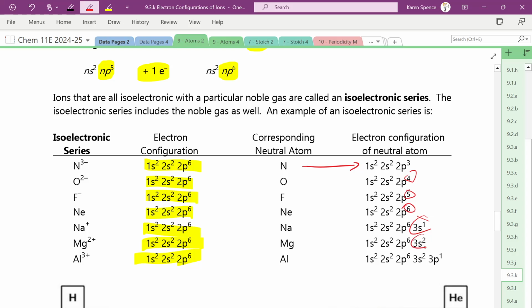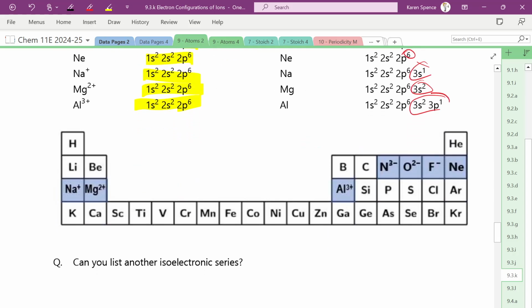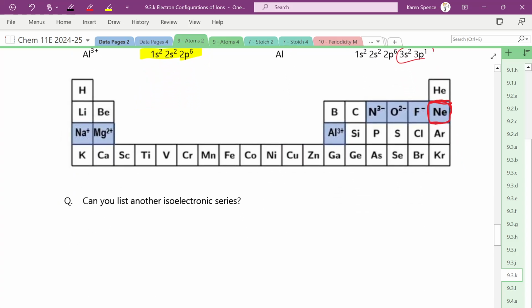And then when we get to our metals, past that point, we are removing electrons to get to that noble gas. So all of those ions and atoms are isoelectronic with each other. And here is our isoelectronic series, all centered around neon. N is trying to increase its level to neon, so is O, so is F. Sodium, magnesium and aluminum lose electrons to become the same as neon. Could you list another isoelectronic series?